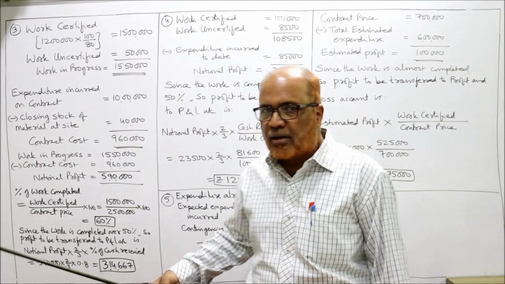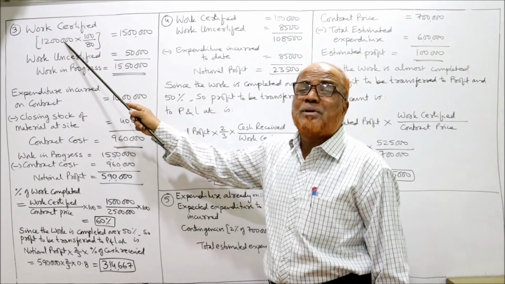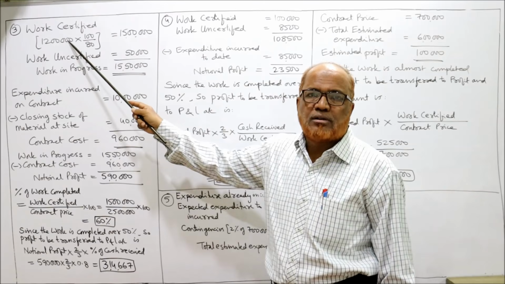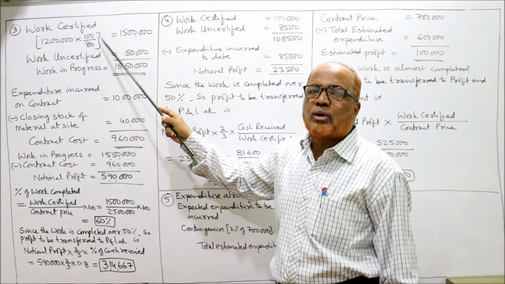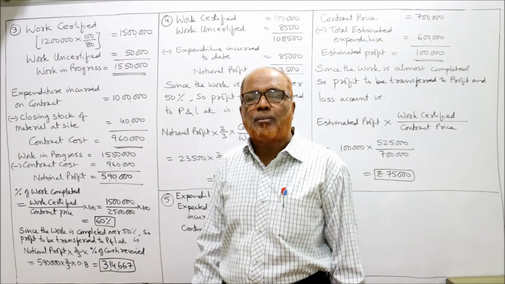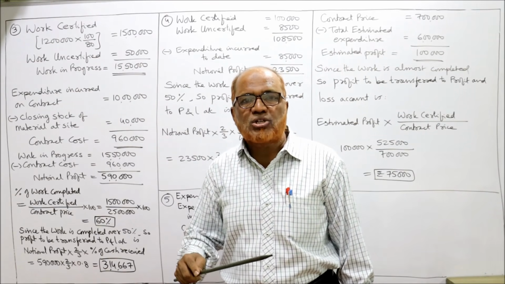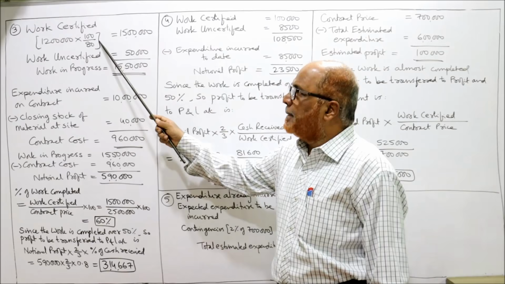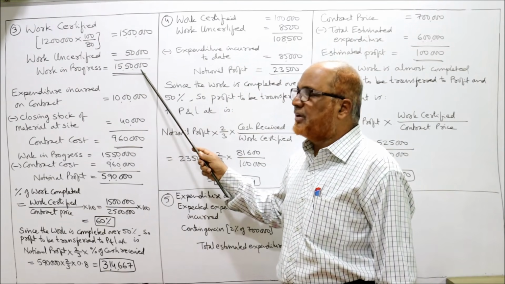So how the solution will be like this. Work certified 12 lakh rupees is the cash received given in the problem. This will be multiplied by 100/80 to get work certified 15 lakh. So 15 lakh rupees is not given in the problem. We have calculated it by multiplying cash received with 100/80. Then work uncertified is given 50,000. So work in progress is 15 lakh 50,000.